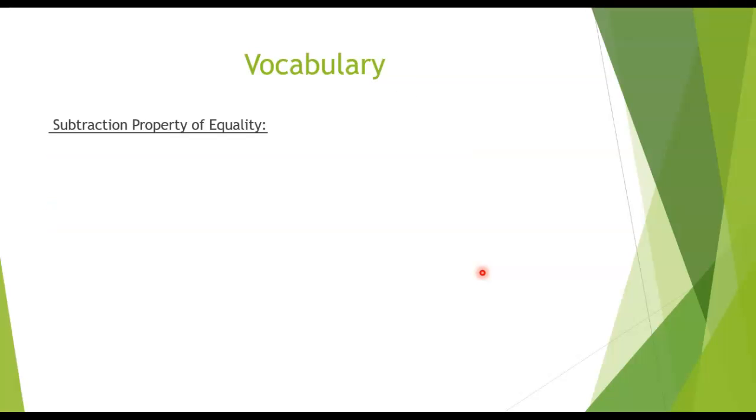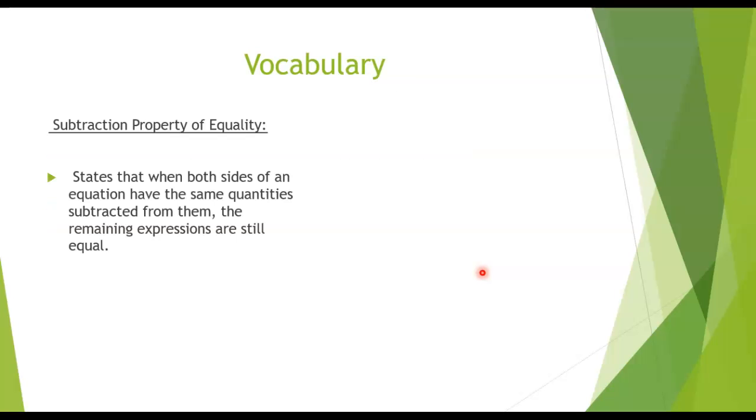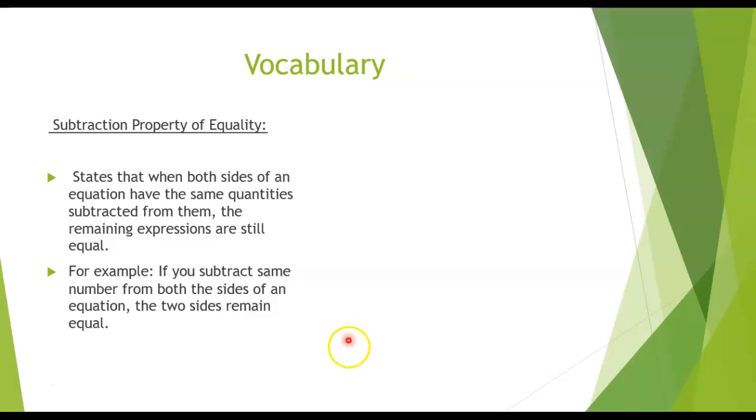We will also be using the subtraction property of equality, which states that when the same quantity is subtracted from both sides of an equation, the remaining expressions are still equal. For example, if you subtract the same number from both sides of an equation, the two sides remain equal. So A minus C equals B minus C, therefore A is equal to B.